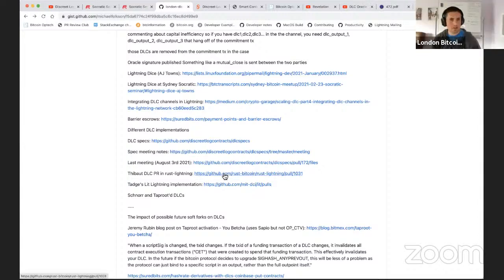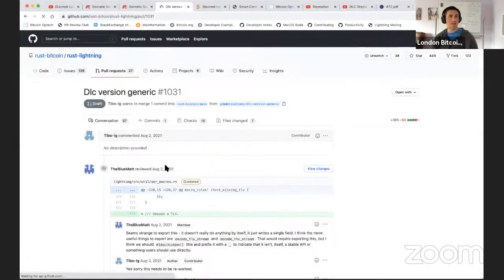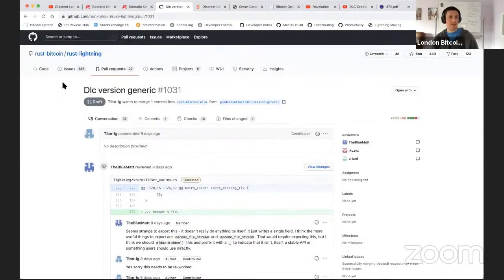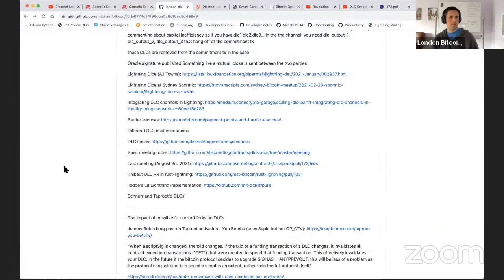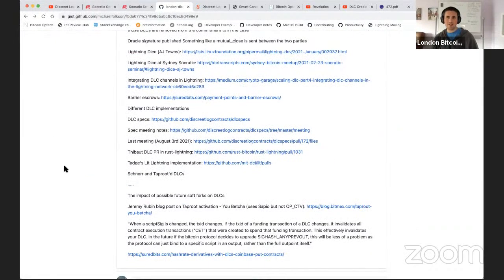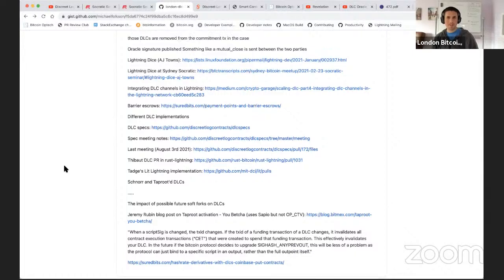Okay, let's go into oracles first. I'll just quickly highlight a couple of links I saw. So I saw Tipo had done a PR for Rust Lightning on DLCs. So it looks as if there's some activity on Rust Lightning from Tipo. You guys are Scala guys, right? So are you trying to get DLC stuff into Eclair?